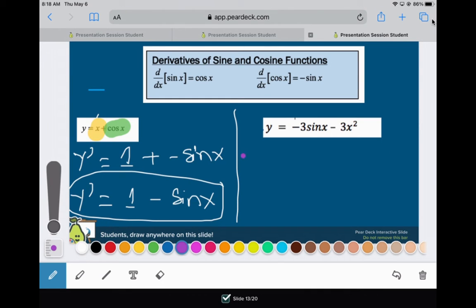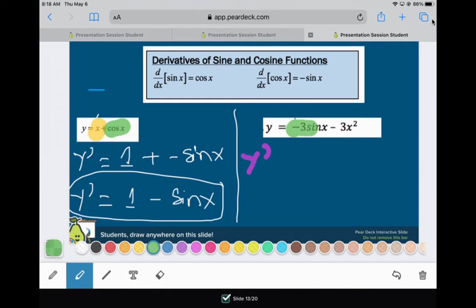Okay. All right, let's do the next one. I'm going to do y prime, so I'm going to start with the first part, negative 3 sine x. I know the negative 3 will stay. I'm not going to do anything with the 3, right? But I'm going to do something with the sine. What is this going to turn into now? It's going to be negative 3 what? Thank you, Jessica. Cosine.